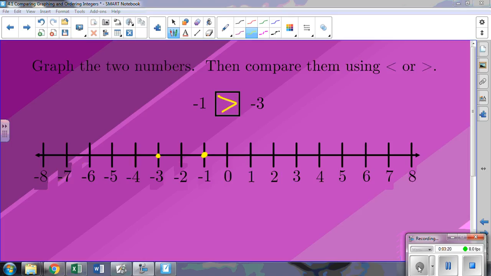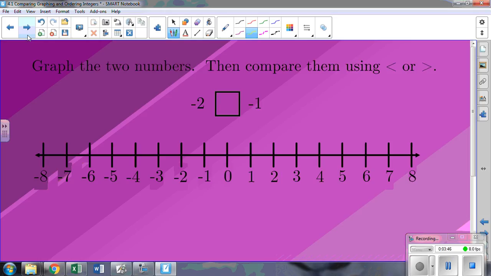This illustrates one of the common misperceptions that sometimes students have when they start working with negatives. Sometimes students think, well, 3 is bigger than 1, so that's why I've got to say negative 1 is less than negative 3. And that's not what it's about. It's not about bigger or smaller. Inequalities are about farther left on the number line.